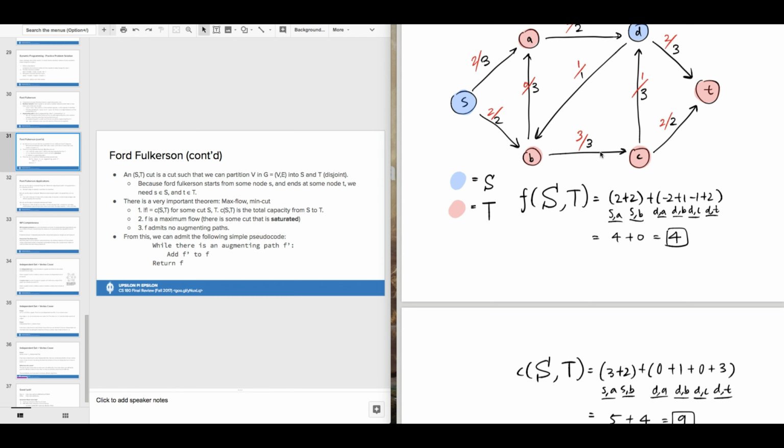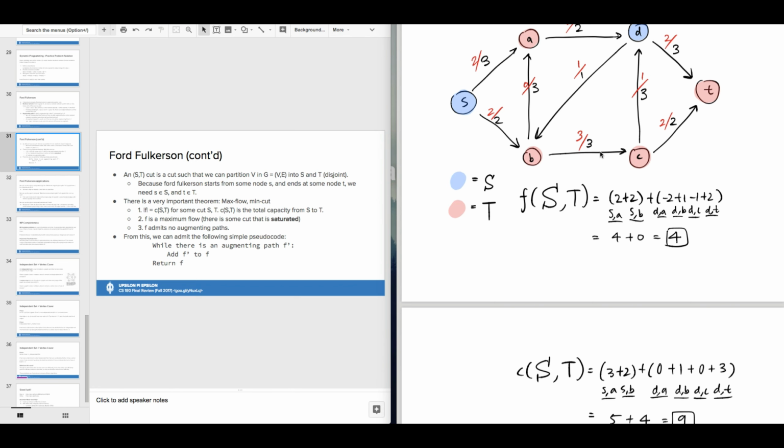Now, if F is a maximum flow, then there is some cut that is saturated. If there is no cut that is saturated, you can send one extra flow or more through from S to T. It's denoted as an augmenting path. Therefore, because we'll have sent all the augmenting paths, F will no longer admit any more augmenting paths.